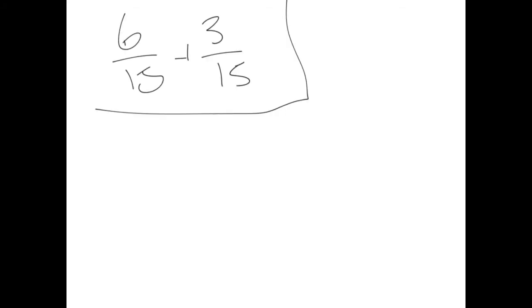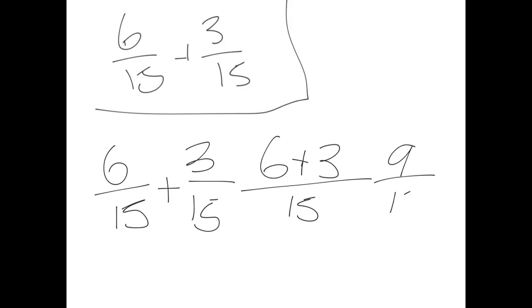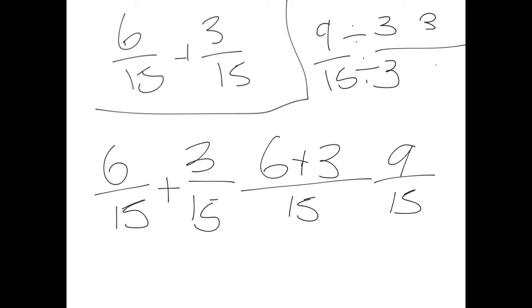So first you're going to rewrite the problem. 6/15 plus 3/15. So that's going to equal 6 plus 3. And you don't have to find a common denominator because you already do. So it would be 6 plus 3 over 15. 6 plus 3 is 9. So you're going to get 9/15. 9/15 can be divided by 3. So you're going to get 3/4.